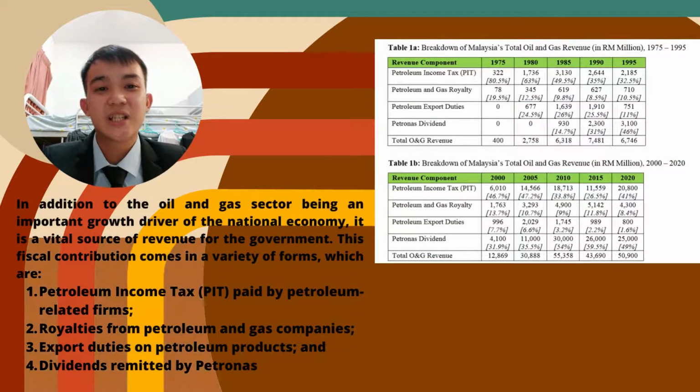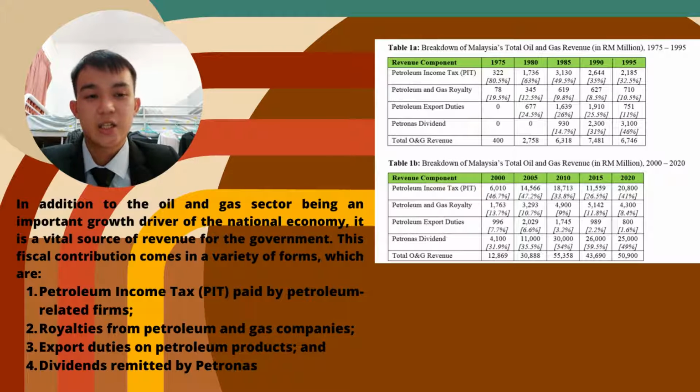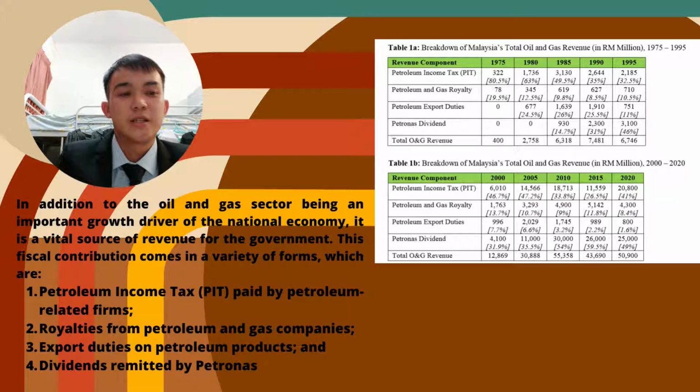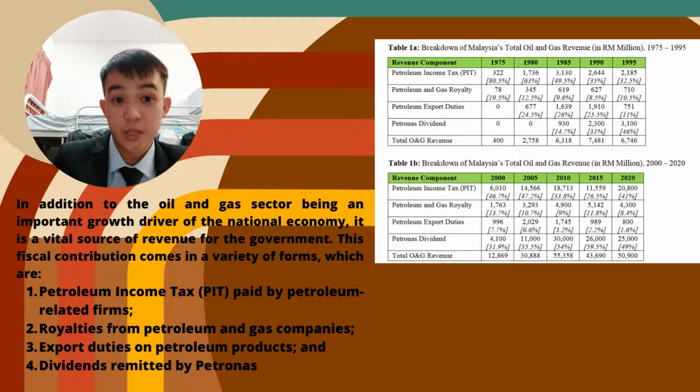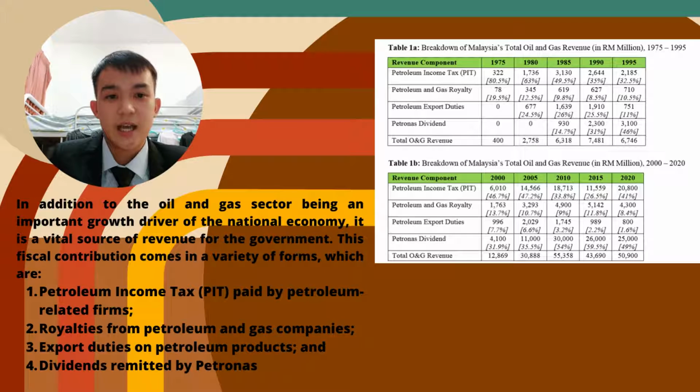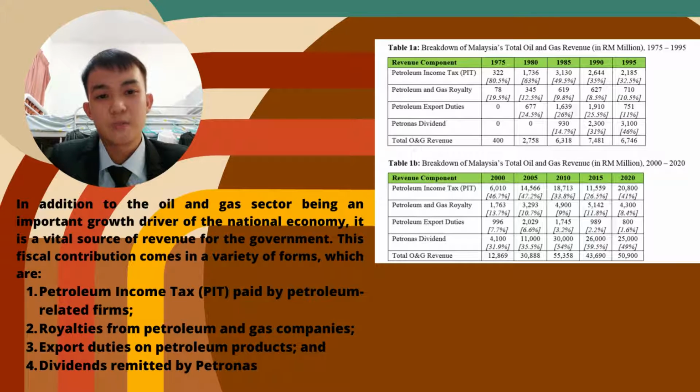So in addition to the oil and gas sector being an important growth driver of the national economy, which is a vital revenue resource for the government, its fiscal contribution comes from various forms, which are petroleum income tax (PIT) paid by the petroleum-related firms, royalty from petroleum and gas companies, export duties on petroleum products, and dividends paid by Petronas.